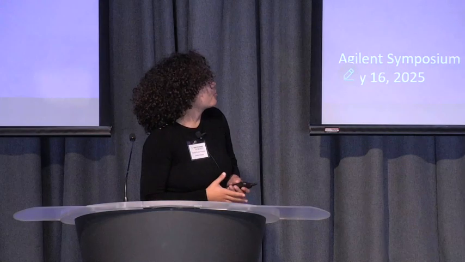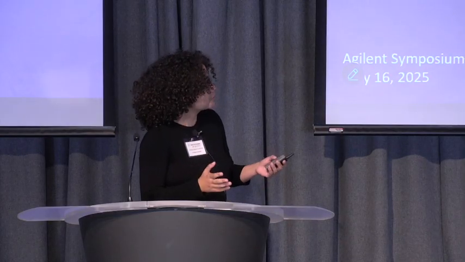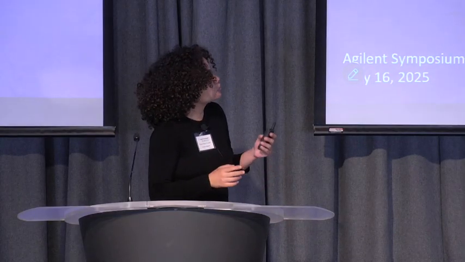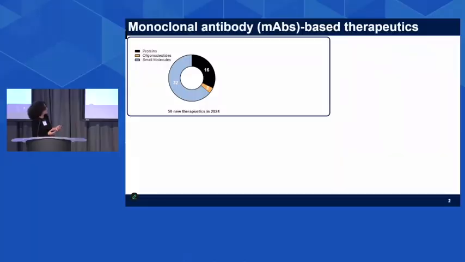So I'm going to be talking about how we in the Rutler lab utilize ion mobility mass spectrometry to characterize how small chemical modifications can impact monoclonal antibodies. Monoclonal antibodies represent one of the fastest growing classes of biotherapeutics in the pharmaceutical industry.